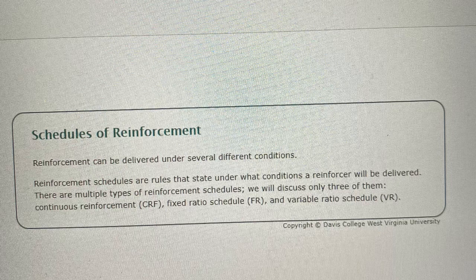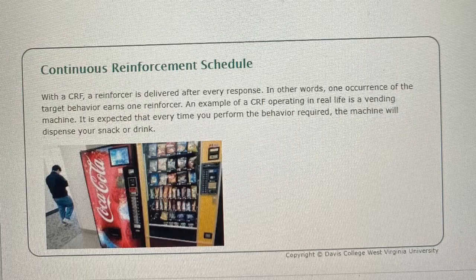There are multiple types of reinforcement schedules. We will discuss only 3 of them: continuous reinforcement, CRF, fixed ratio schedule, FR, and variable ratio schedule, VR. Continuous reinforcement schedule. With a CRF, a reinforcer is delivered after every response. In other words, one occurrence of the target behavior earns one reinforcer.